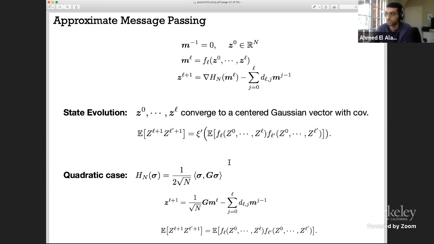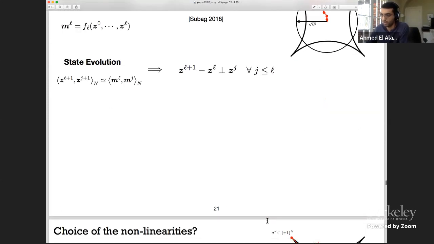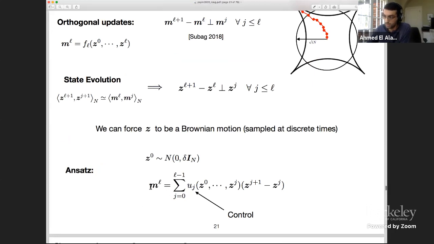Now you have to choose the functions f in the right way, and the right way was a couple of slides after, by exploiting this idea of orthogonal updates. The functions f that map the z's to the m's are written in this way, and you have to choose these u's in the right way. Once you solve the stochastic control problem, it tells you exactly what these functions should be. Those functions are basically the second derivatives of the solution of the Parisi PDE. So solve the Parisi solution, and that will give you a representation of what these functions should be.